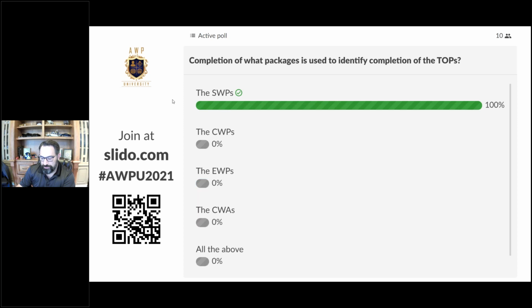So when it gets down to it, you're all getting it. That's exactly it. It's the SWPs. Those SWPs, several of them, 2, 3, 4 of them, depending on the scope of that particular system, will make up the turnover packages.